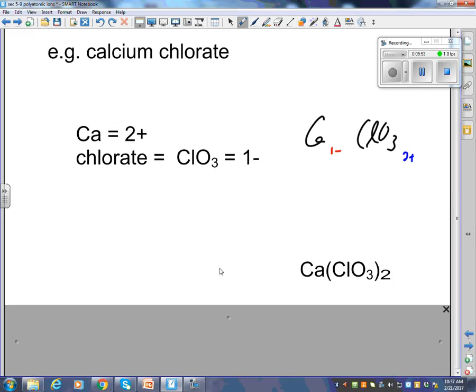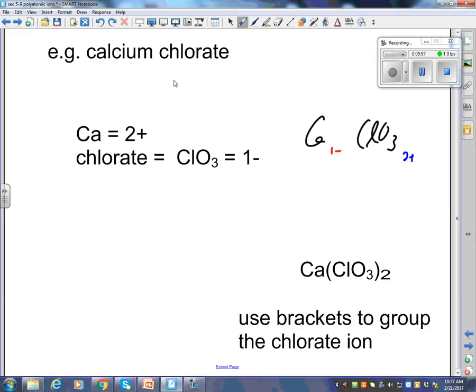Did you get that? You've got to put the brackets, because you have 2 of them. And because you've got that 3, you don't want it to look like ClO32. You can't have that. What if you put in brackets kind of two? That's not the proper way to do it, right? So it's Ca(ClO3)2.